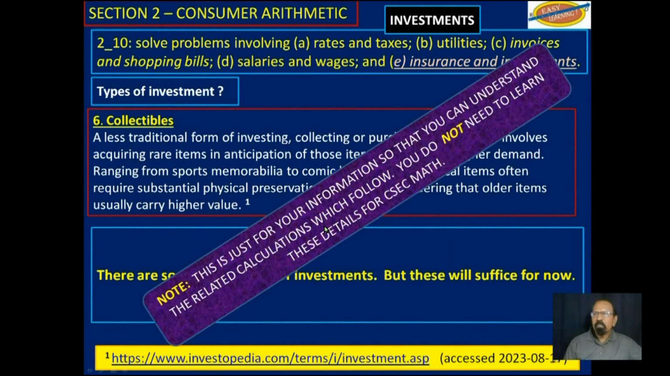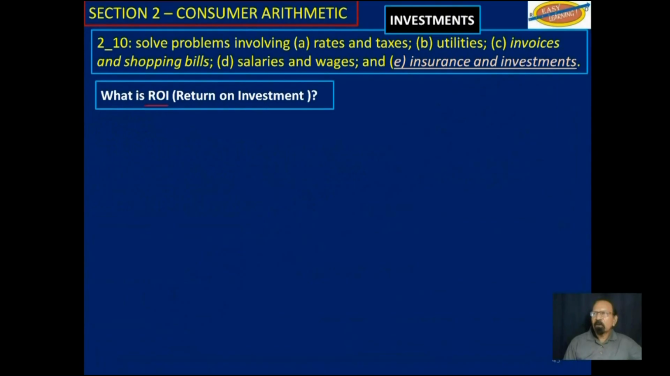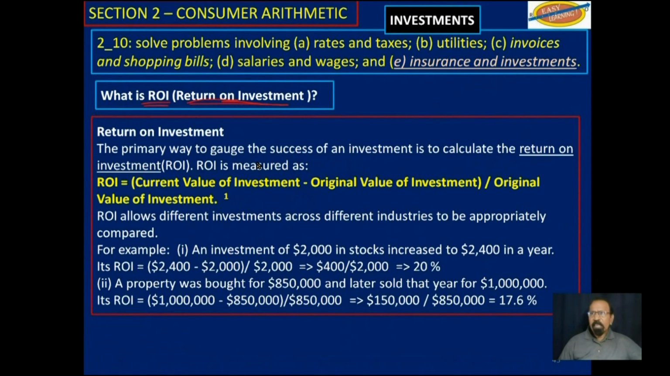As I said, you don't need to know all of these, just for your information, so the calculation that follows makes sense. What is ROI? ROI stands for return on investment. So the primary way to gauge the success of an investment is to calculate the return on investment, the ROI. It is measured as the current value of the investment minus the original value of the investment divided by its original value multiplied by 100%.